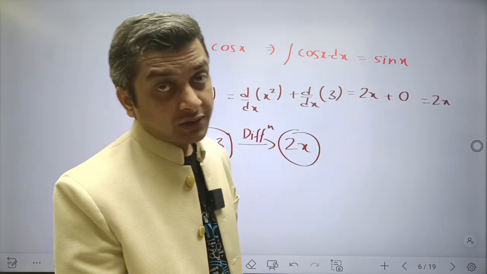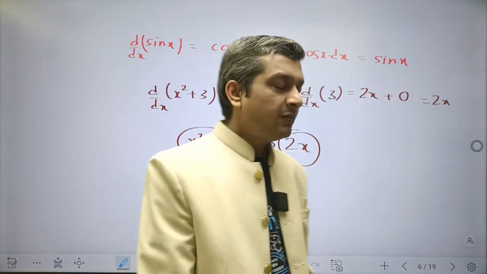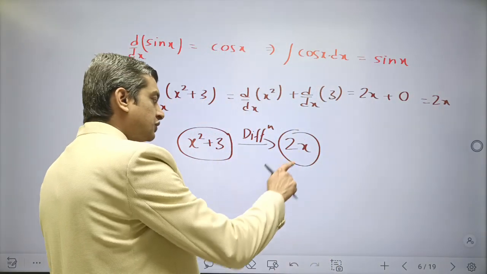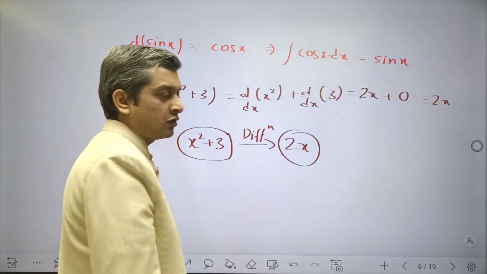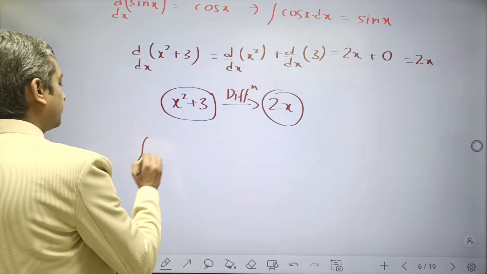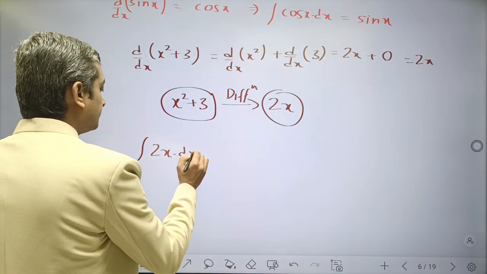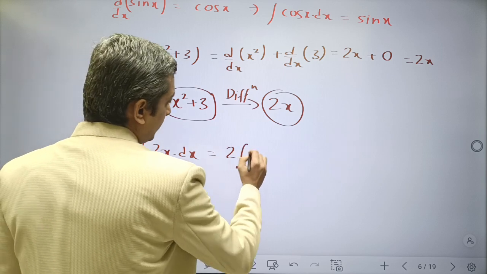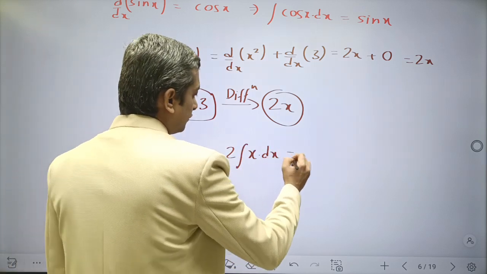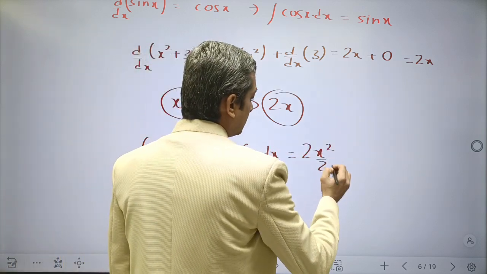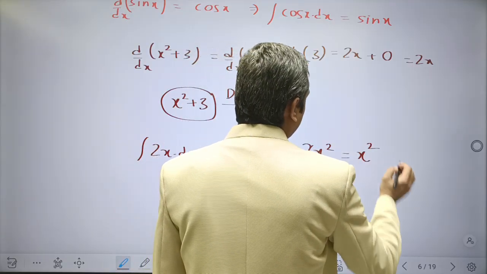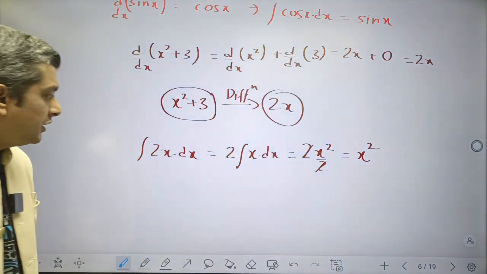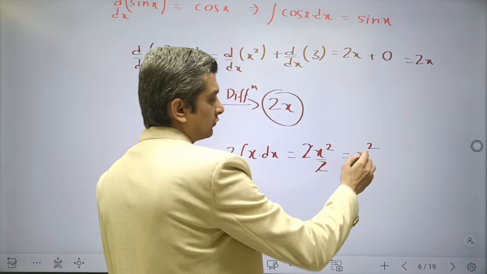So far we have learned that the differentiation of x square plus 3 is 2x. Since integration is the inverse process of differentiation, it means that the integration of 2x must be equal to x square plus 3. So let us find the integration of 2x. As we have found earlier, this is 2x dx, so this will be 2x square by 2. The 2 gets cancelled and we get the value x square. Integration of 2x is x square.